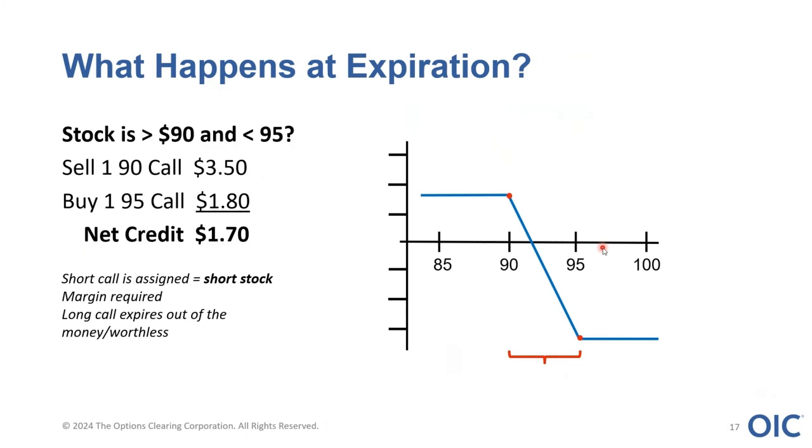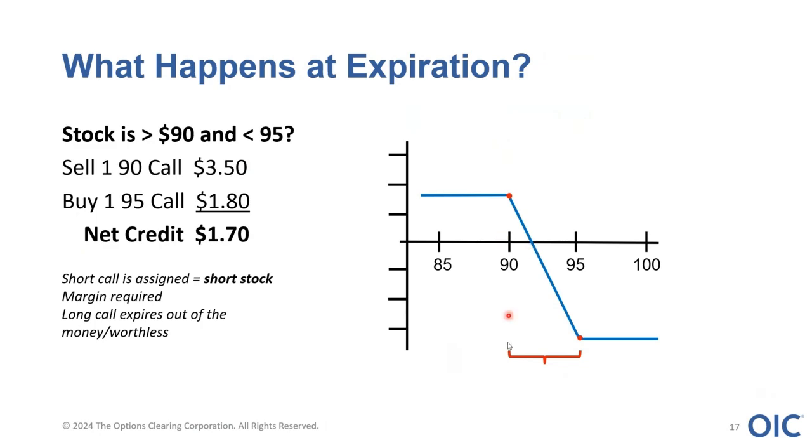Remember, if you're exercising that 95 call, what are you really doing? You're essentially creating a synthetic long stock position from the strike price. From the strike price in this case would be 95. If the stock's trading at 92, do you really want to be exercising your 95 call and buying stock at 95 when you might be able to buy it in the actual free market for 92? That's a decision you have to make and that everyone has to make on their own.